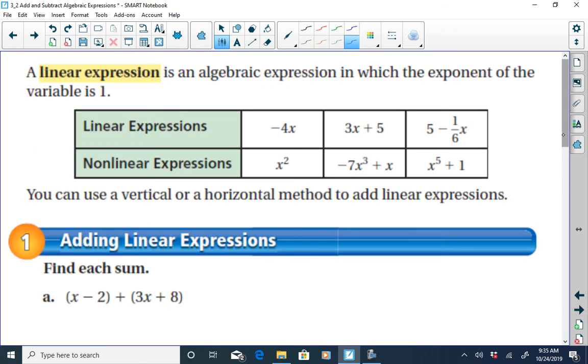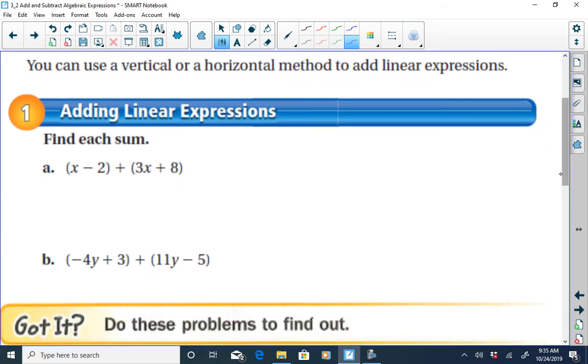All right, so let's go down here and take a look at a typical addition of an expression problem. So your first step, what I like for my students to do, if we have no distributive property, I have a parenthesis here, plus I have another expression here. So x minus 2, add 3x plus 8. If I have no distributive property, step 1, remove the parentheses. So this would be x minus 2 plus 3x plus 8. Step 1, remove the parentheses.